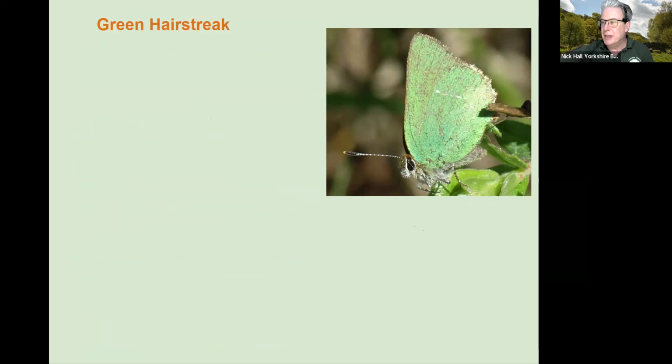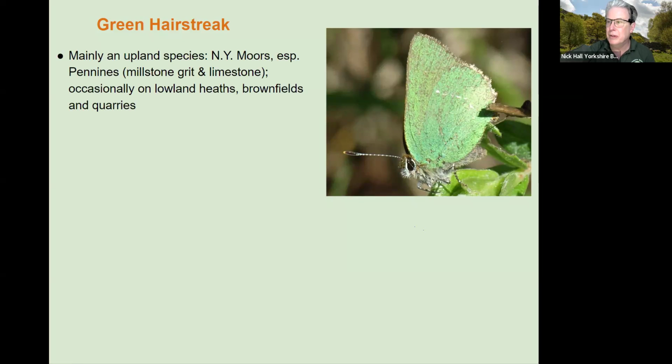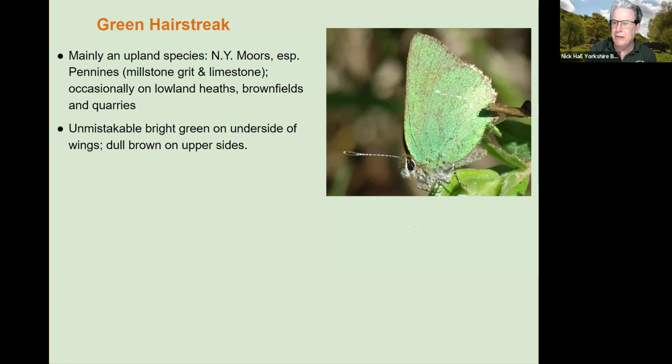Okay, we're going to go over to the hair streaks now. The reason it's called a hair streak, this is the green hair streak, is it has these lines on. A lot of butterflies have these lines on their underside, and they're usually associated with forest dwellers. But I'll explain a bit more about that later. So the green hair streak is generally an upland species, North York Moors, Pennines, usually on millstone grits, sometimes on limestone, occasionally on lowland heath and brownfields, and sometimes in quarries. It has a very big range of habitats, and it feeds on different plants in different habitats.